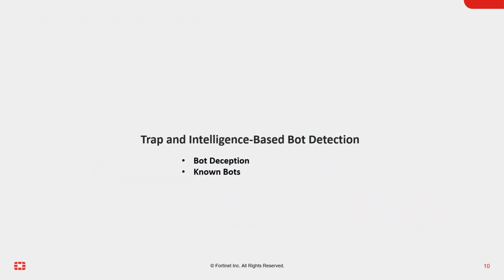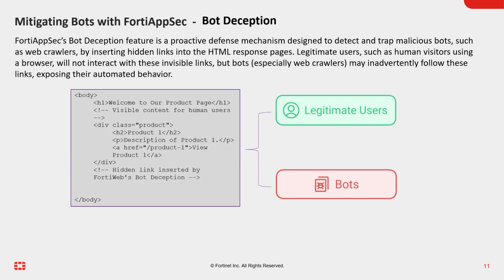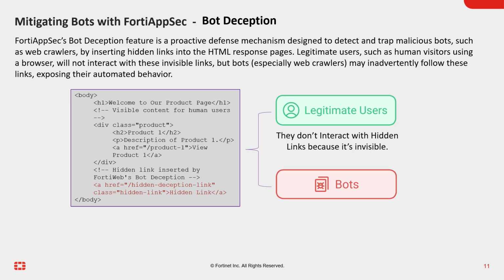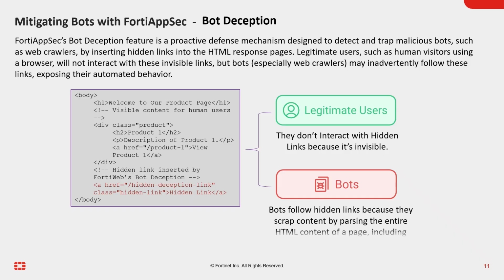Next, let's take a look at the features that catch bots proactively, either by setting traps or using built-in intelligence to spot them. These include bot deception and known bots. FortiAppSec's bot deception feature is a proactive defense mechanism designed to detect and trap malicious bots, such as web crawlers, by inserting hidden links into HTML response pages. Human users browsing normally will not see or interact with these invisible links, but bots, especially crawlers, may unknowingly follow them, revealing their automated behavior.